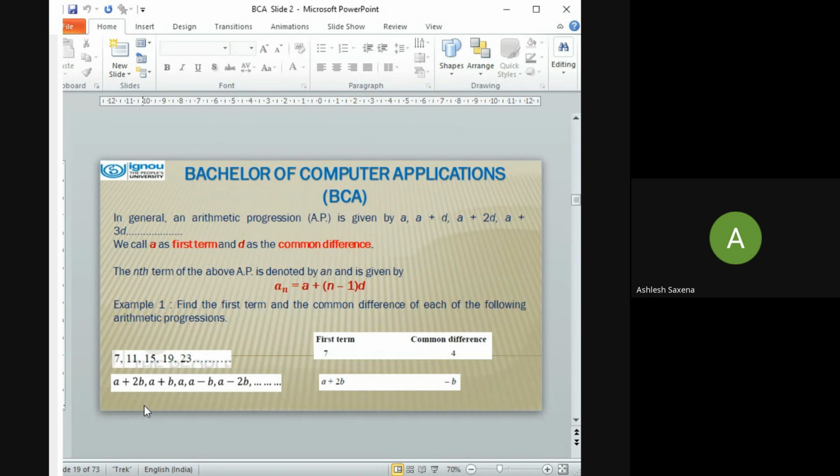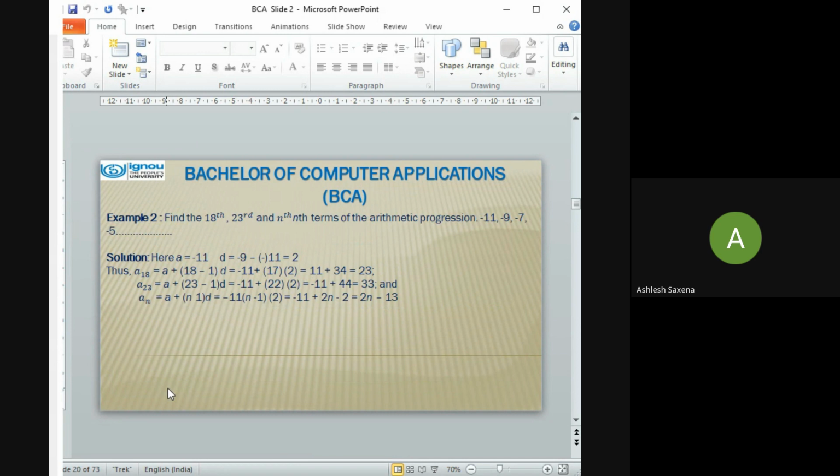Normally, what you are supposed to do: second term minus first term, third term minus second term will always be the same. The difference will always be the same. If the difference is not the same, then it is not an AP.